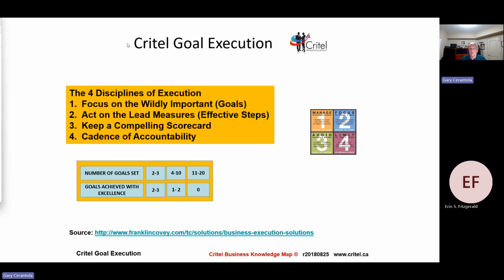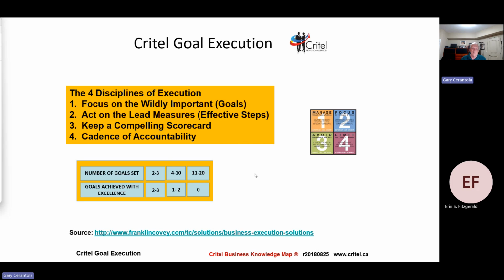But just a little bit about goal execution. If you've got too many goals, say you've got 11 to 20 goals in a plan, well, to really achieve excellence, you're probably not going to achieve excellence on any. If you run 4 to 10, you might achieve excellence on 1 to 2. But if you have wildly important goals, 2 to 3, then your chances of achieving excellence are great.